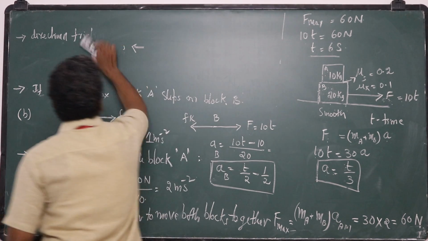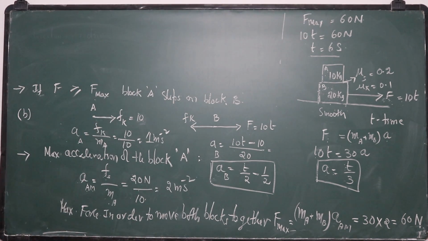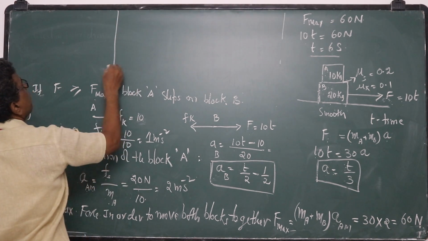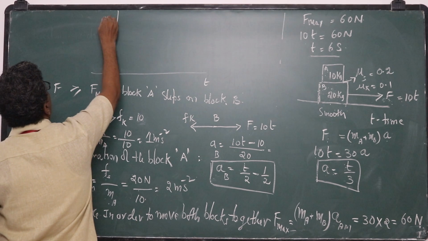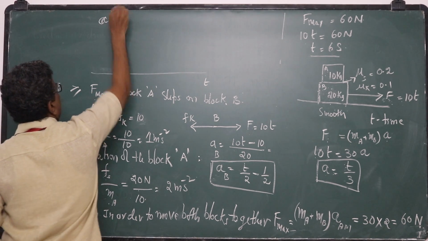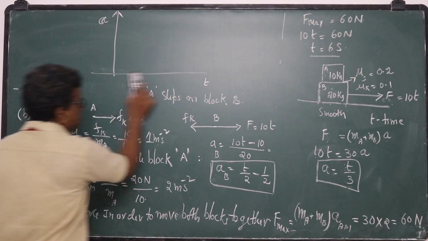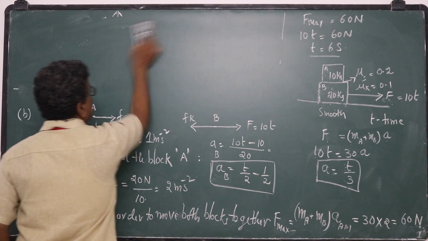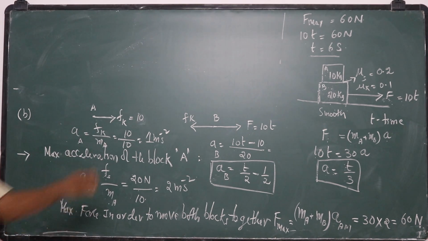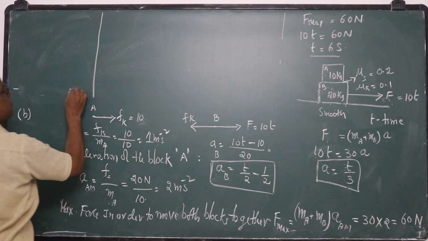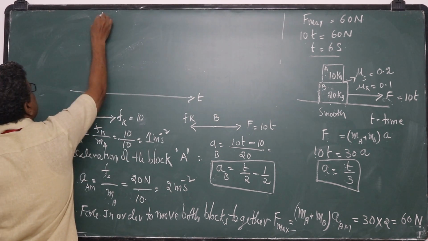So the last one is you draw the a-t graph. What is the a-t graph? See, t versus a. I will draw it, and I will take this space also. Now I will explain the entire thing, so you listen. This is the story. t versus acceleration.